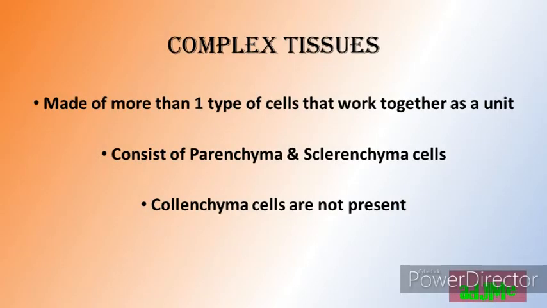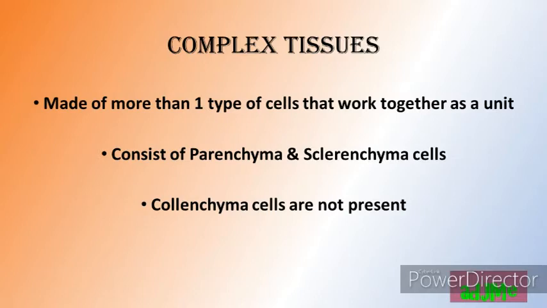Complex tissues. As we have learned in the intro as well as in the last class, complex tissues are made of more than one type of cells which work together as a unit. So even though there are different types or different forms, they work together as a unit. That is the specialty of complex tissues. For example, if I say xylem, you have four types of xylem, and all together they are involved in the conduction of water and minerals from the root towards the shoot system.